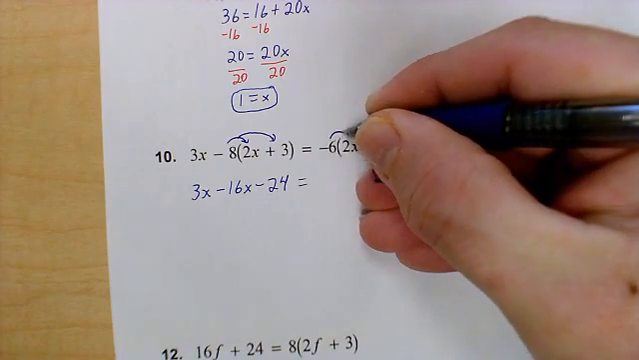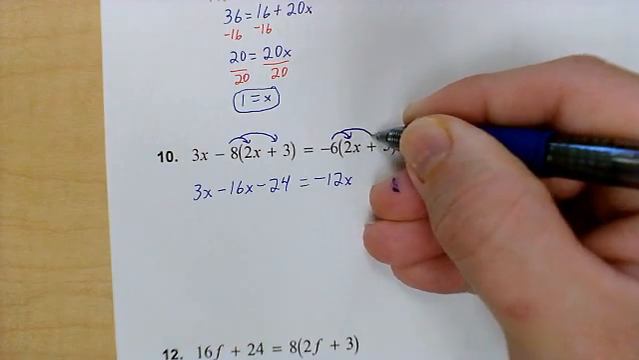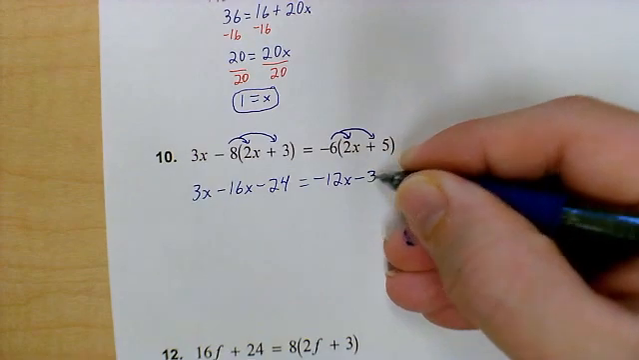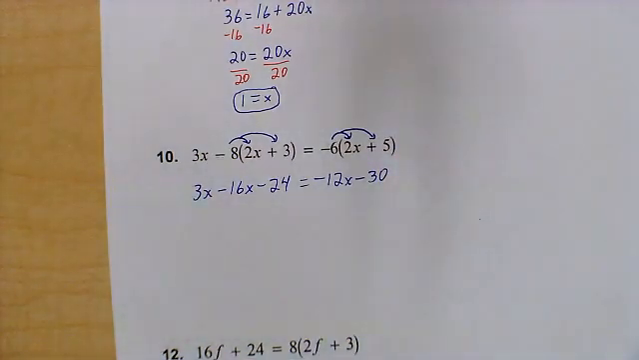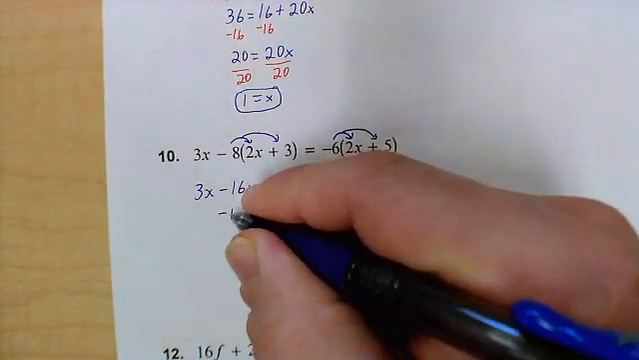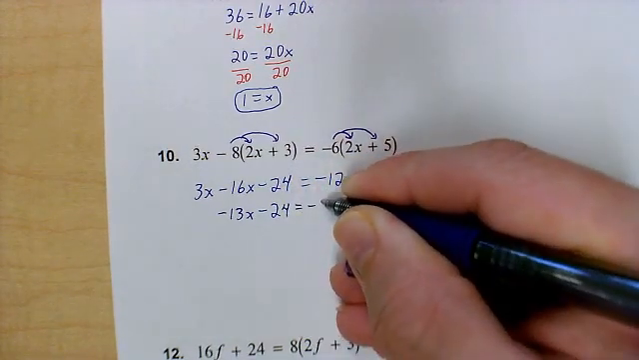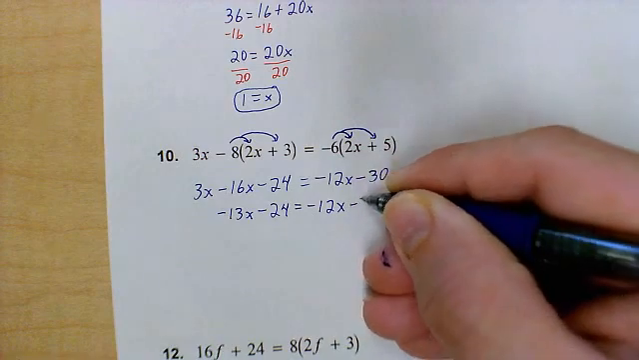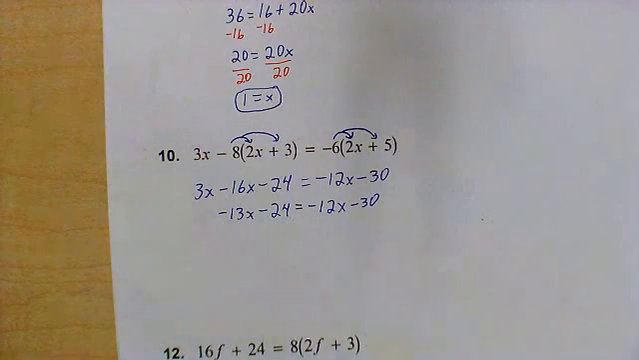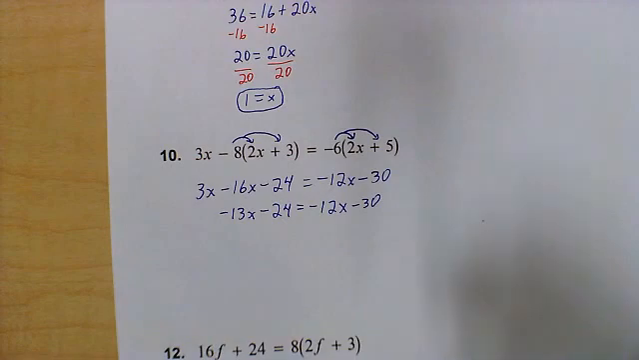So over here on the right-hand side, negative 6 times 2x is negative 12x. And negative 6 times 5 is negative 30. Now I'm ready to simplify a little bit more because I want to do 3x minus 16x, which is negative 13x, before I actually start getting the variables together that are on different sides of the equation. All right, so now that I'm there, I've got one of two options. I could either add 12x to both sides or I could add 13x to both sides.